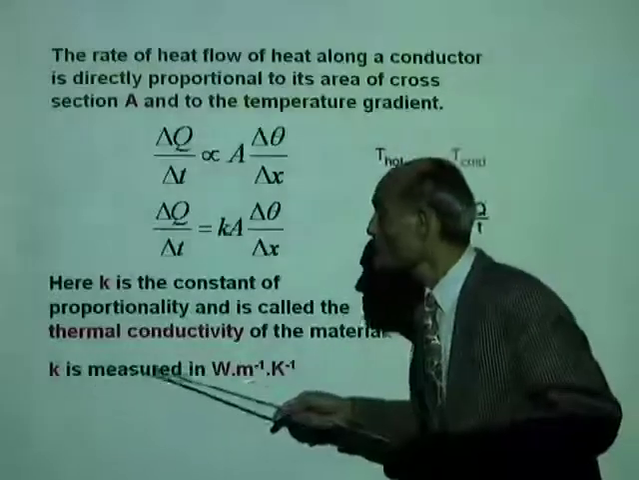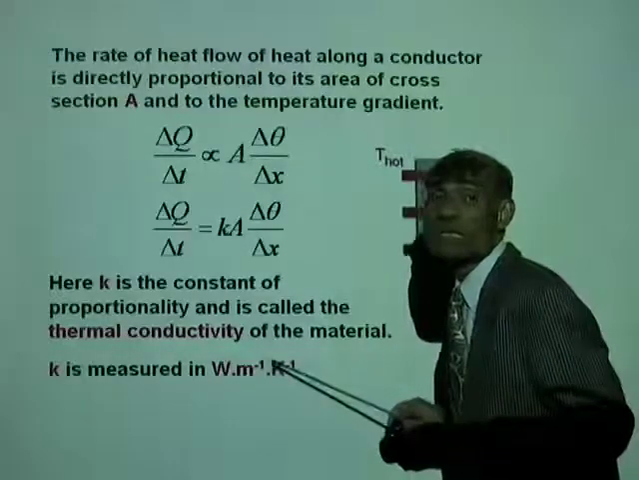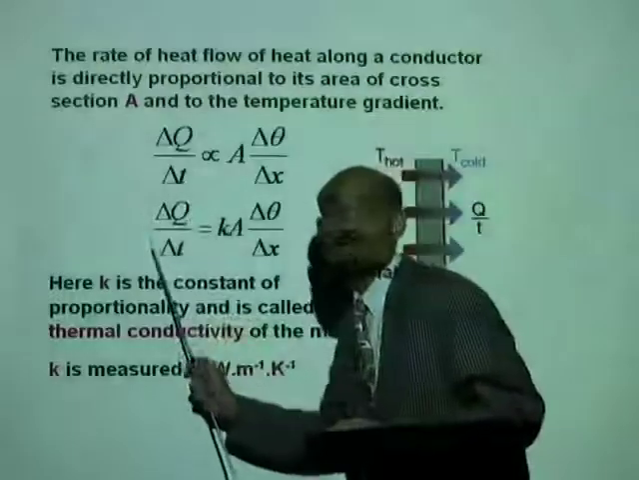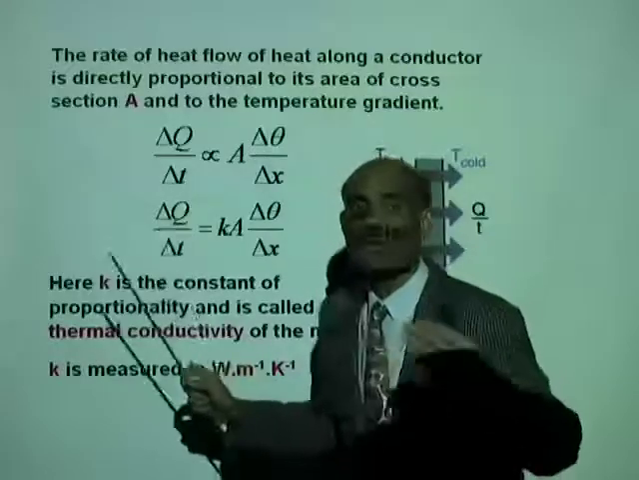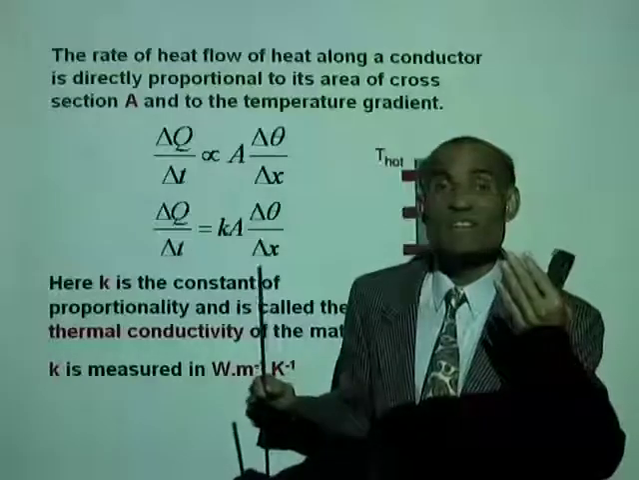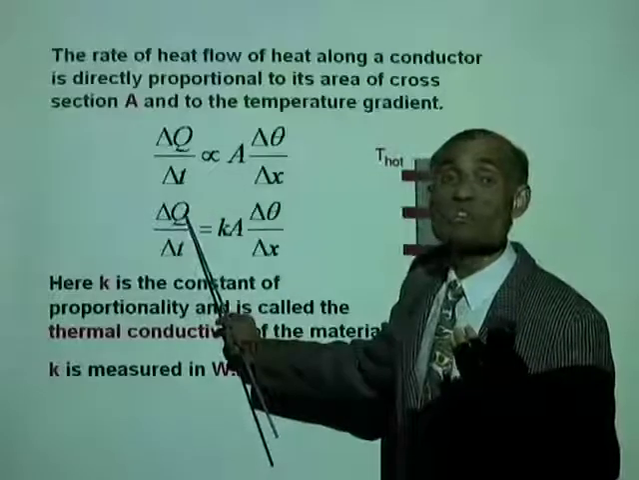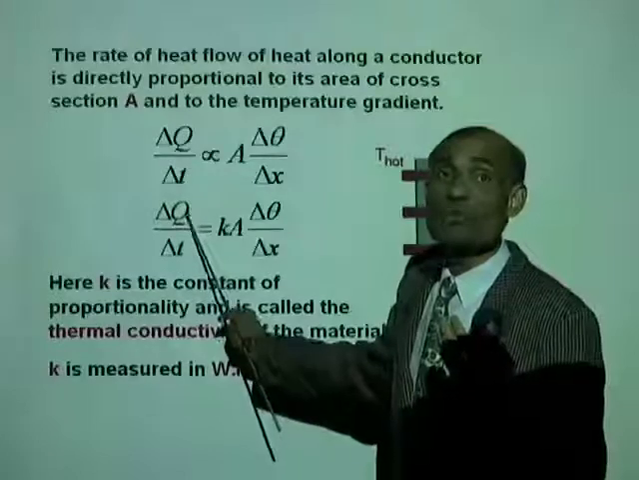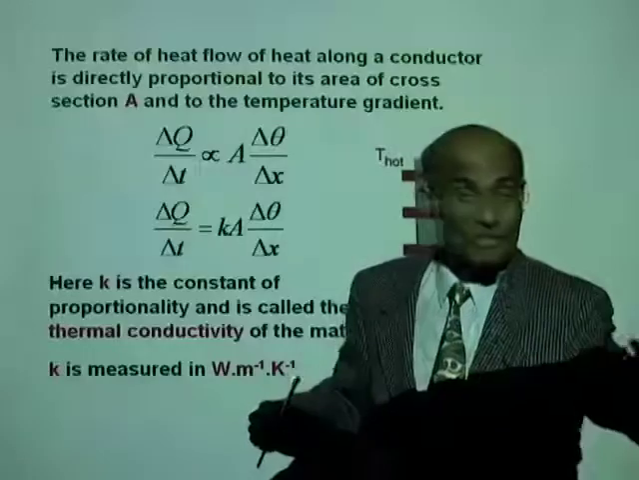Now, K is measured in a unit called watt per meter per Kelvin. Now, how did this unit come? What is the unit of this quantity, delta Q divided by delta T, which we call the thermal current? What is the unit of measuring heat? Heat is a form of energy. So delta Q is measured in joules. Delta Q by delta T is measured in joules per second. Joules per second is called watt, isn't it?